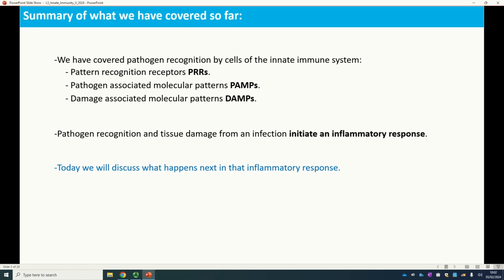So continuing on with that summary, we've covered how the immune system can recognize pathogens via pathogen recognition receptors, but also the involvement of pathogen-associated molecular patterns as well as damage-associated molecular patterns. Recognition of a pathogen and also associated tissue damage can initiate this inflammatory response, which is so important in the immune system. And obviously that's what we're going to focus on today.